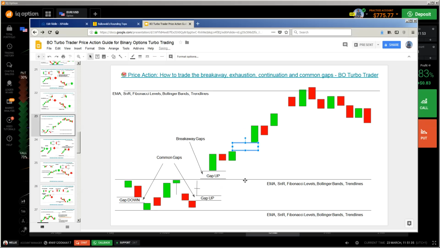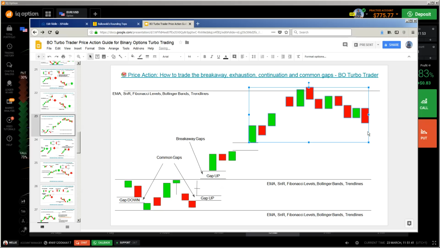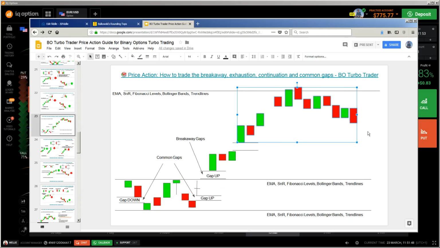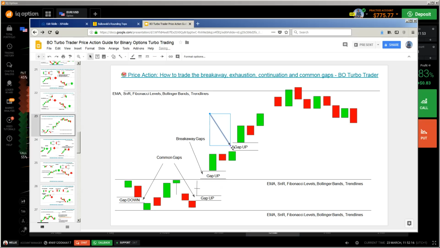I have to get those things a little bit closer because it's too much space. So I will do this here. In this manner, this space in between is also a gap up. I will position it now here. So we have another gap up, and this is called the continuation gap.